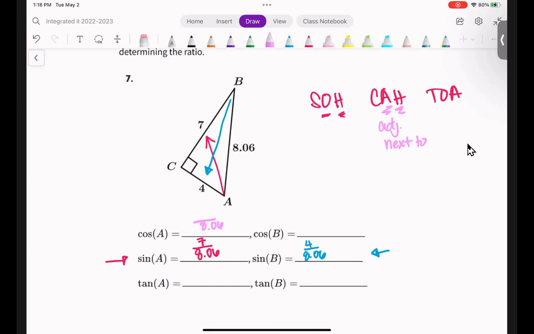But which side is adjacent to angle A? Very good, 4. Is everybody comfortable with that? Look at A, look at 4. They're adjacent to each other.